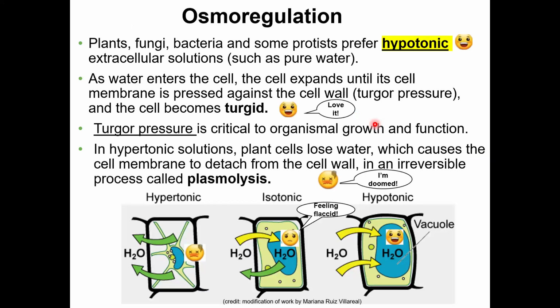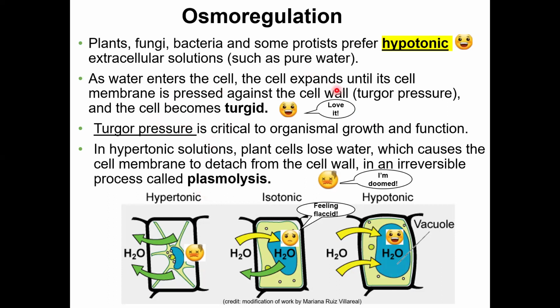Now, what we need to discuss is what is called osmoregulation. In most cases with plants, fungi, and bacteria, bacteria and certain protists prefer a hypotonic extracellular solution, like pure water, basically. They like to be all happy with all the water in them. But as the water enters the cell, it expands to a point where the membrane is pressing against the cell wall itself. So basically turgor pressure, to a point where it becomes turgid like this. It's a happy plant cell.